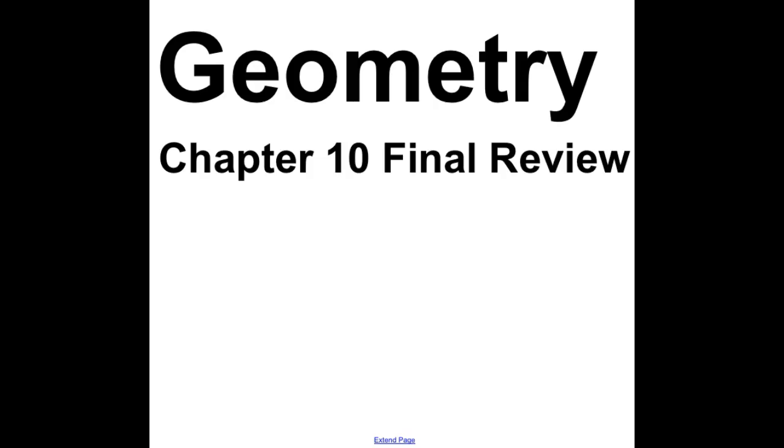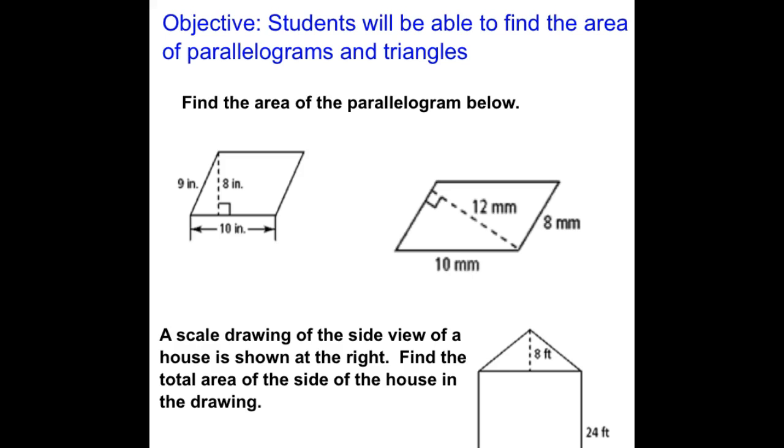All right, this is the Geometry Chapter 10 final review for Semester 2. So Chapter 10 was all about the areas of different shapes, and then we talked about geometric probability using the area of different shapes eventually. So we started with finding the area of parallelograms and triangles.